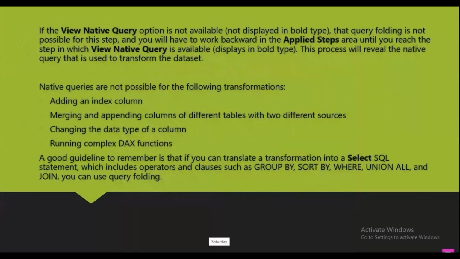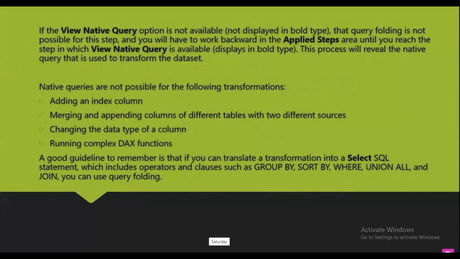Okay. So what are those operations I am talking about? The view native query, as I already told you, you can see the description here as well. And what are those options which do not allow query folding operations in Power Query? For example, adding an index column to your table, merging and appending data from different tables, merging and appending data from two different sources, changing the data type of an existing column, running complex DAX functions. These are some operations which will not allow query folding to occur. These have to take place in the Power Query editor itself.